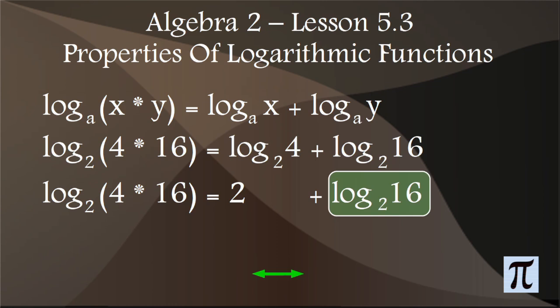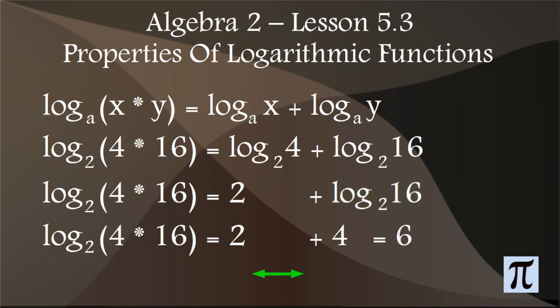What about log base 2 of 16? So 2 to that mystery exponent that equals 16 is 4. So at the end of the day, log base 2 of 4 times 16 is equal to 6.